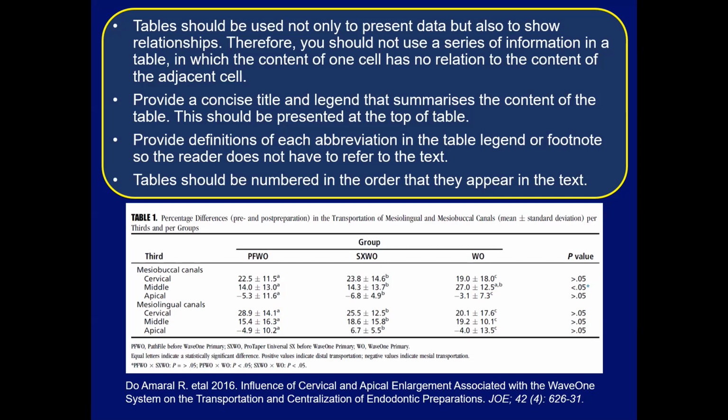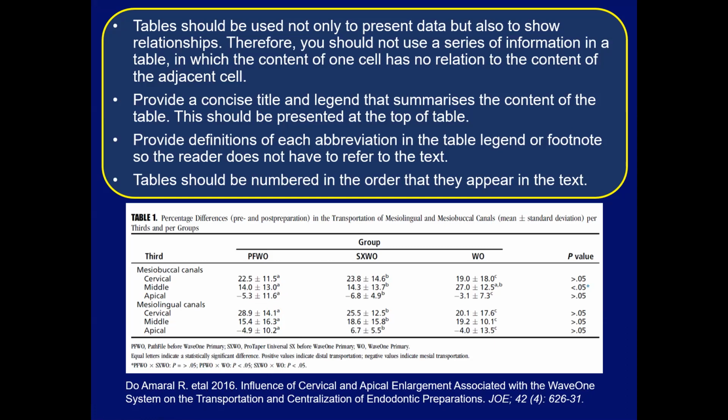Provide a concise title and legend that summarize the content of the table. This should be present at the top of the table: the type, the table number, and the title and meaning of that table. And at the bottom of the table, usually put the footnotes and abbreviations, explaining what the letters abbreviated mean for the readers, just to understand exactly what each symbol represents.